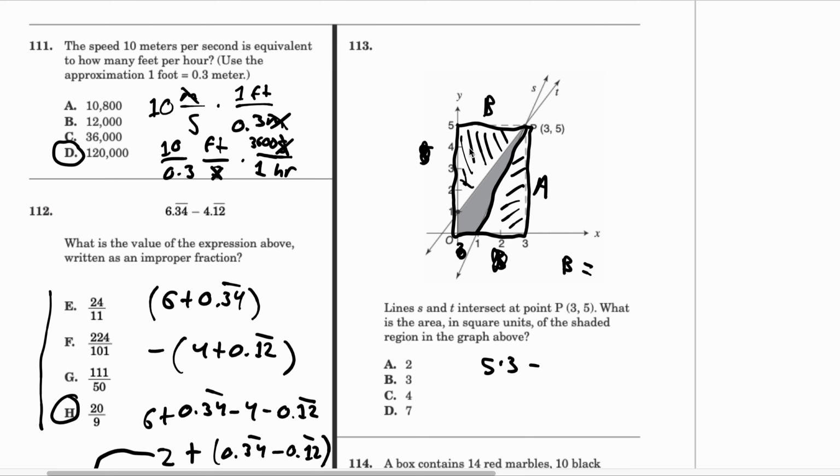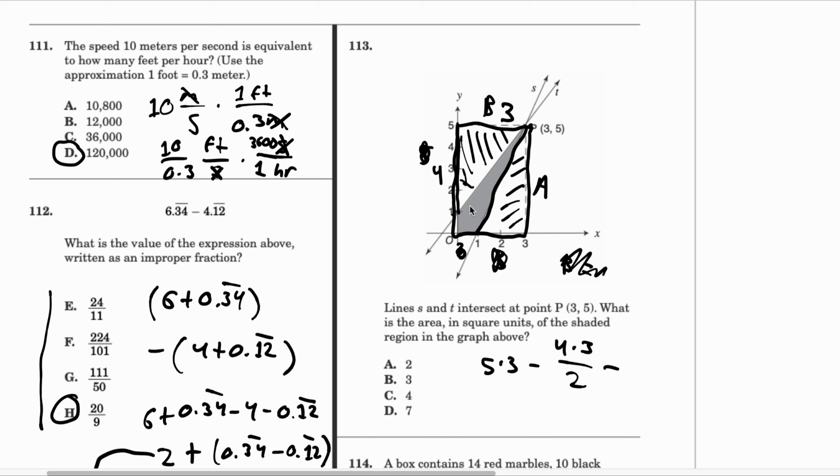So to get triangle B, we need to get the length of its base and its height. I'm going to say that its base is sort of like this. We're going from 1 to 5, so that's 4. And then its height would be going from 0 to 3 on the x-axis, so that's 3. And then we need to divide by 2, right? So that's 4 times 3 over 2. So that's the first area that we're subtracting.